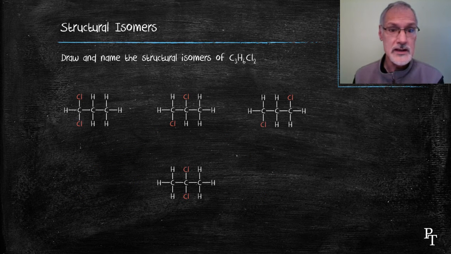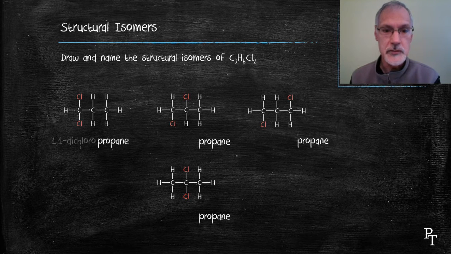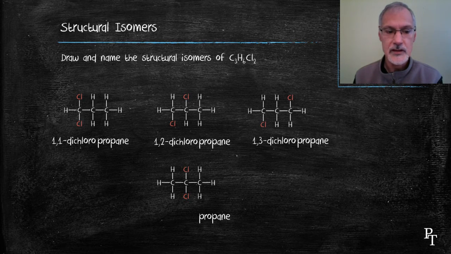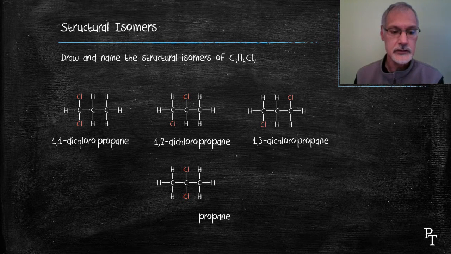Now let's go through quickly naming these. First of all, they're all derived from a 3-carbon chain, hence they would all be called propanes. But what is different is the prefix in front. The first one would be called 1,1-dichloro, the second 1,2-dichloro, and the third one 1,3-dichloro. My final molecule, with the two chlorines attached in the middle, would be called 2,2-dichloro.